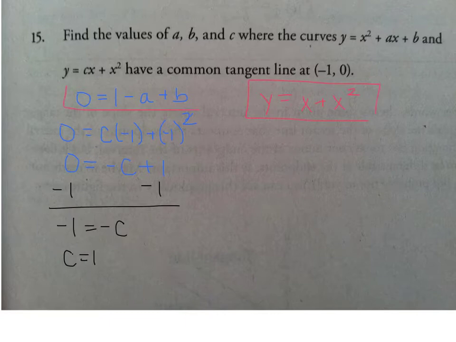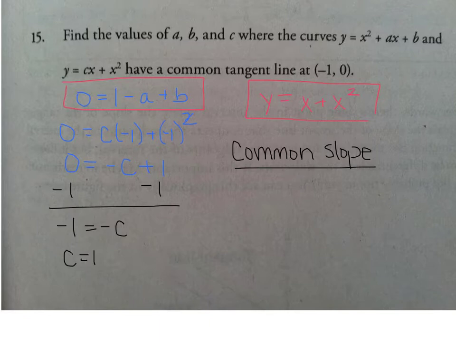This equation, however, we're not going to be able to solve for a or b, so we need to add some extra steps here. The other thing that two tangent lines have in common is not just the point, but also a common slope. And from calculus, what we've learned is that to find the slope of a tangent line, you need to come up with the derivative of the function. So we're going to take the derivative of each function. In this first case, y prime equals 2x plus a, and the b goes away because it's a constant. And for the second equation, y prime equals 1 plus 2x.